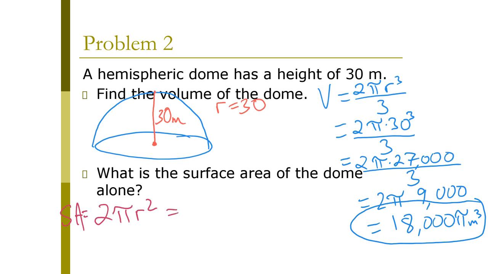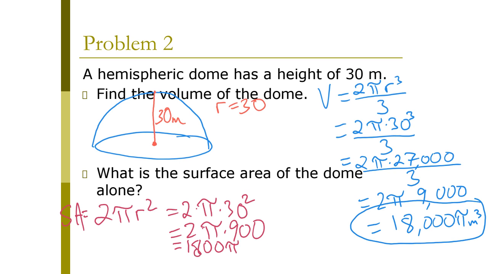So for this one, we're going to have 2 times pi times my radius, which is 30, squared. 3 squared is 9, so this is going to be 900. So 2 pi times 900, and then times 2 is going to be 1,800 pi, and that would be meters squared because we're talking surface area. All right. And if we wanted approximations here, we could get that by plugging them into our calculator with the pi button, but I think we're all good with exact numbers here.